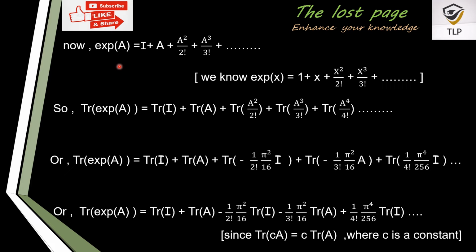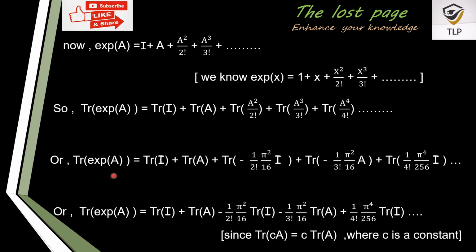Now we know that exponential x equals 1 plus x plus x square by factorial 2 plus x cube by factorial 3 plus dot dot dot. So exponential A equals I plus A plus A square by factorial 2 plus A cube by factorial 3 plus dot dot dot. So trace of exponential A will be trace of I plus trace of A plus trace of A square by factorial 2 plus trace of A cube by factorial 3 plus trace of A to the power 4 by factorial 4. Now we have to put the values of A square, A cube, A to the power 4.